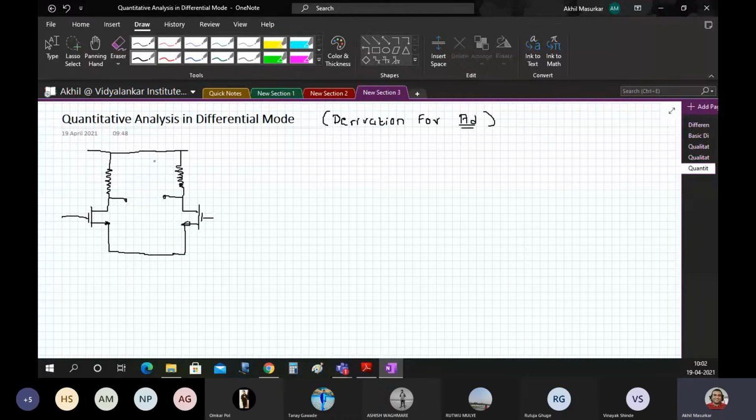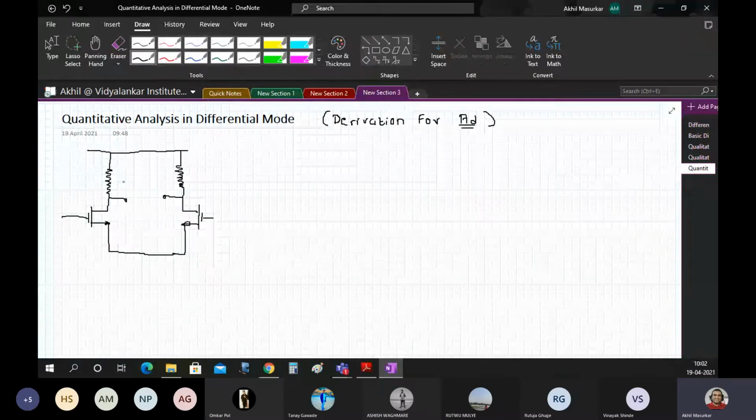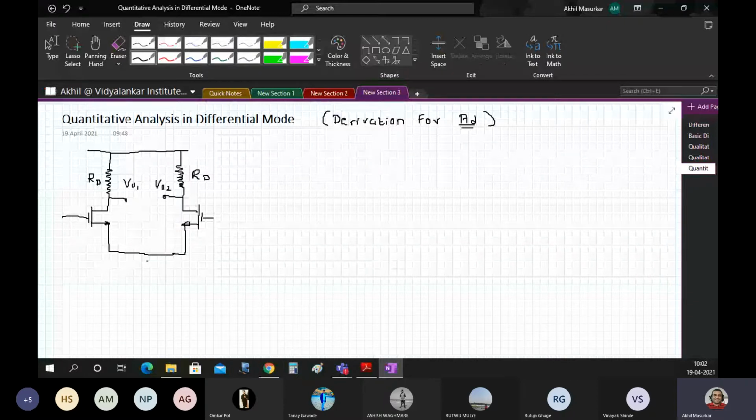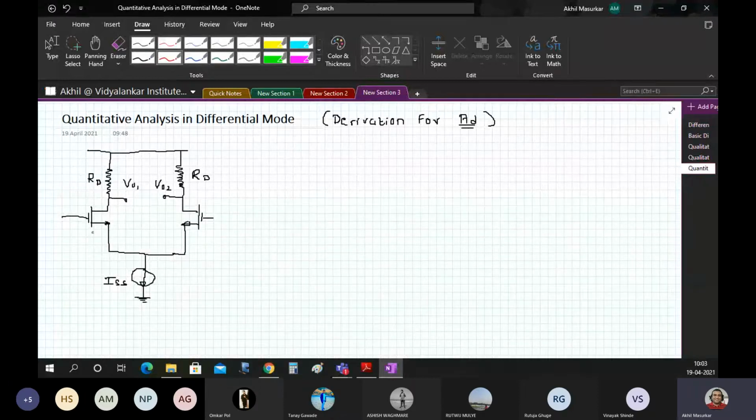Here I will write RD and RD only, that is RD1 is equal to RD2, and finally here we have a current source which is going to be ISS. So let's call this transistor M1. This is M1 and this is M2, and let us also mark for our convenience the drain and source. So this is drain, this is source, this is drain, and this is source.